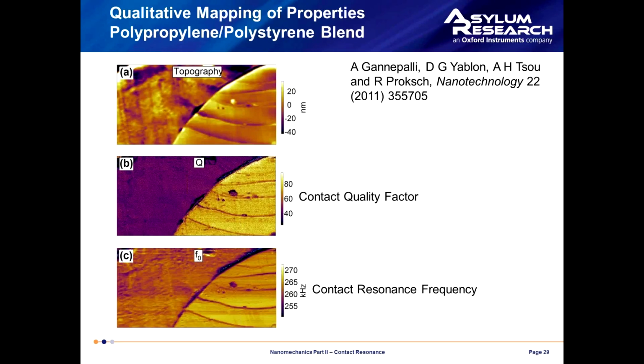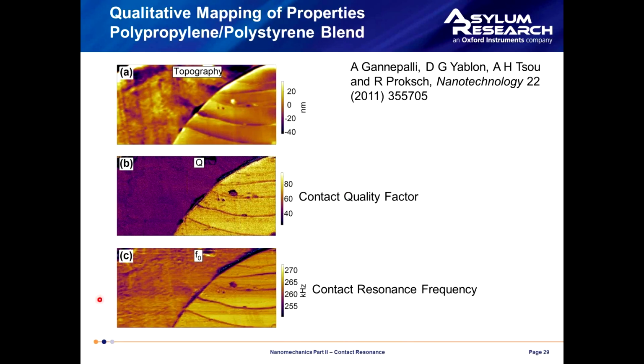The first example I'm going to show you is a polypropylene polystyrene blend that was produced by our friends Dalia Yablon and Andy So at ExxonMobil Corporate Strategic Research. This sample was microcryotomed, as you can see here in the topography. There's the polypropylene and the polystyrene inclusions. You can see the knife marks in the polystyrene.